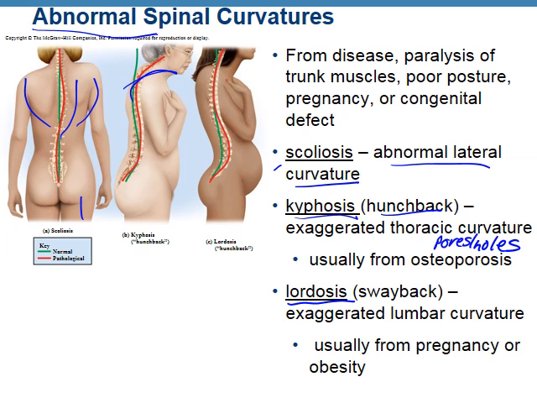And then we have something called lordosis, or sometimes called swayback, and that's when we have an over-exaggerated lumbar curvature due to weight distribution, especially in pregnant women. So as you're shifting your body weight forward, you develop this lordosis or swayback curve.